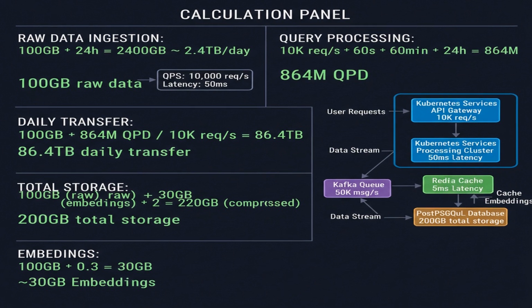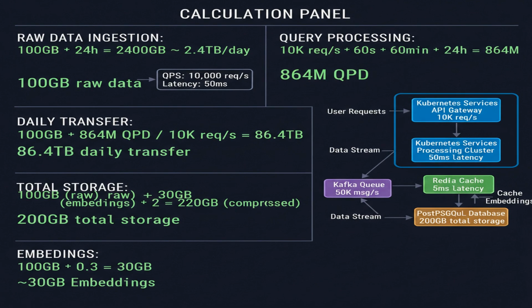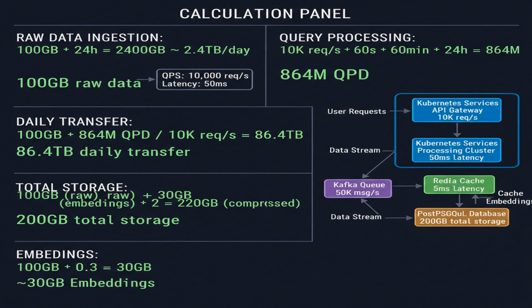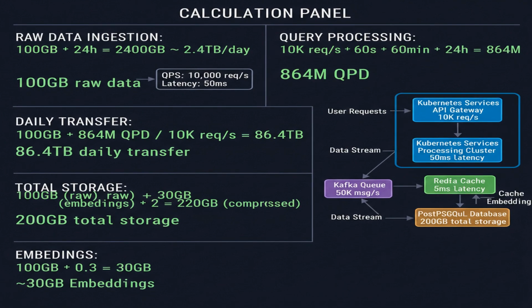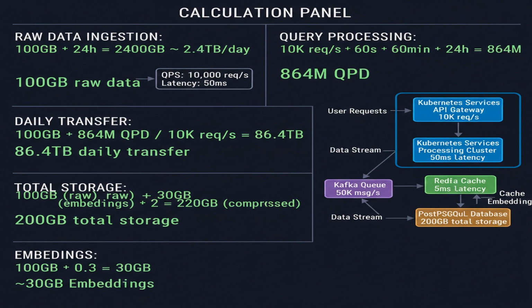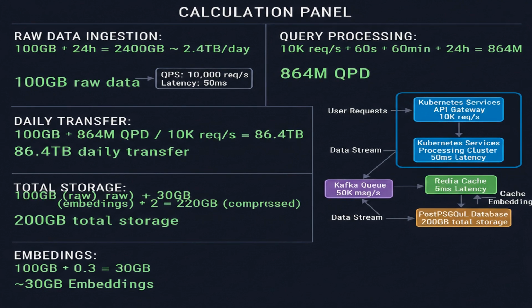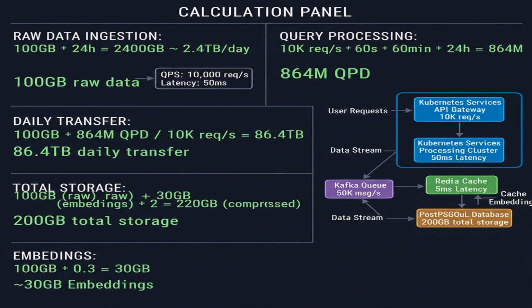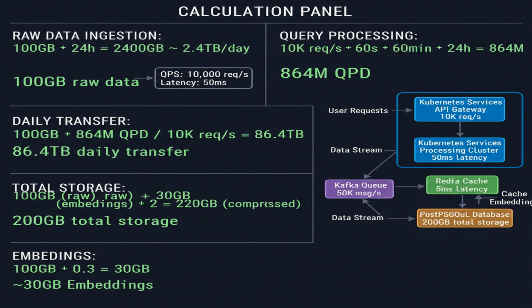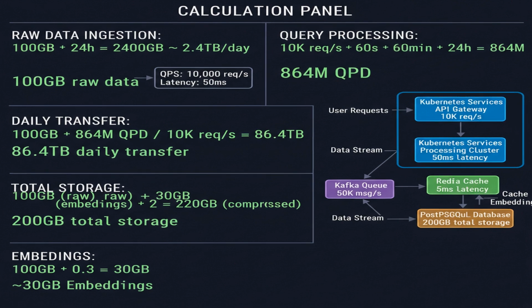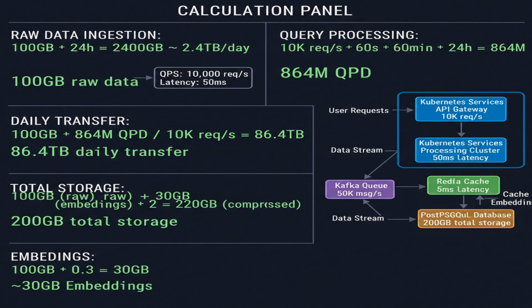Let's estimate capacity. 10,000 QPS translates to 864 million queries per day. Assuming each query retrieves 10 documents and each document is 10 KB, that's 864 million times 10 times 10 KB equals 86.4 terabytes of data transferred daily.